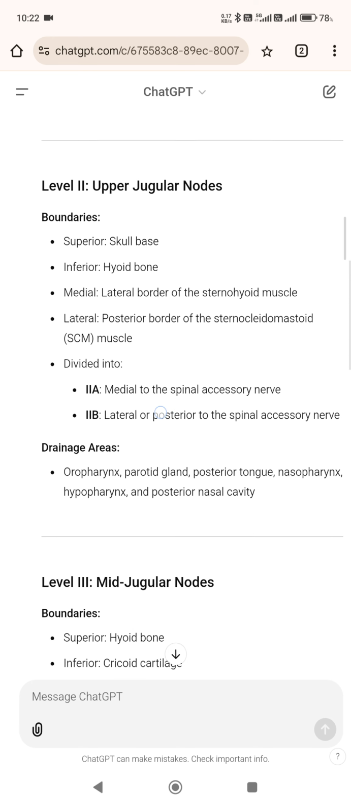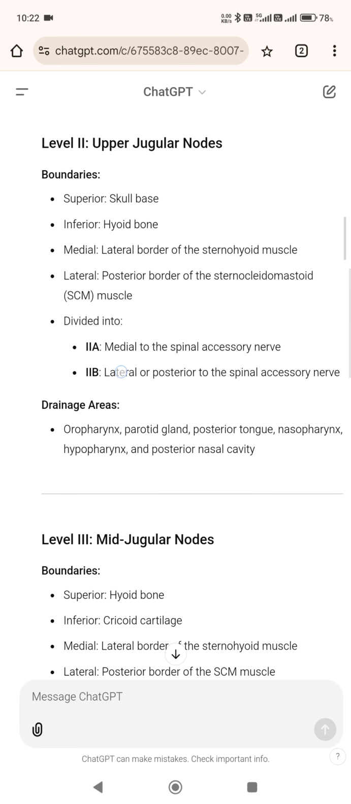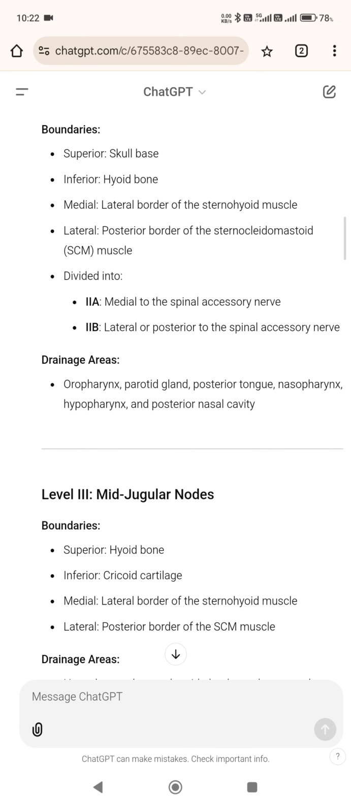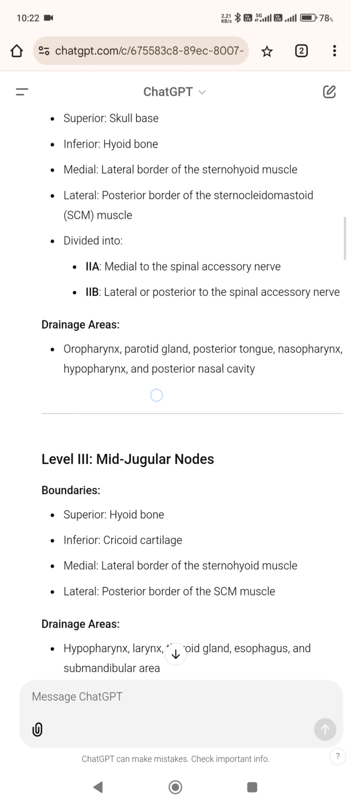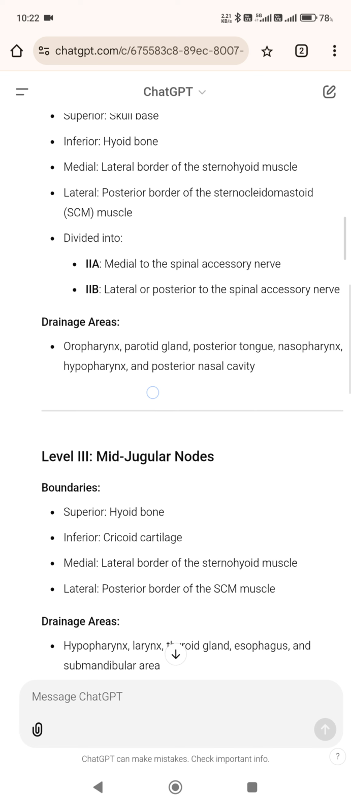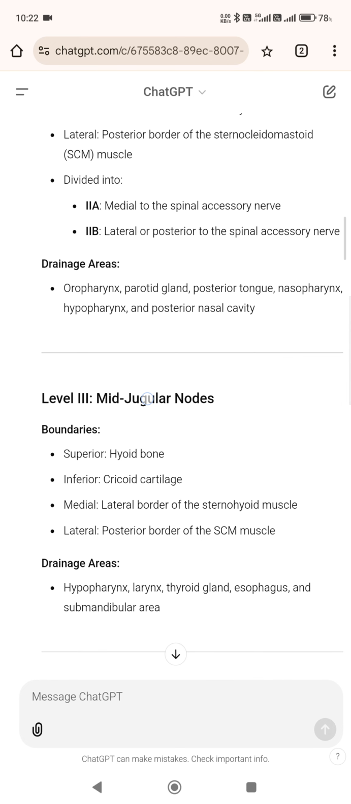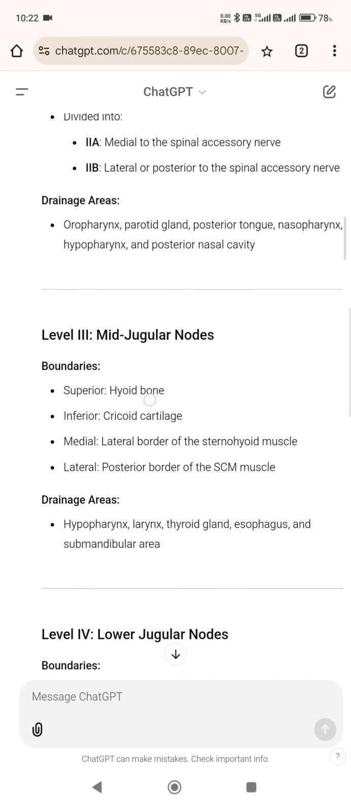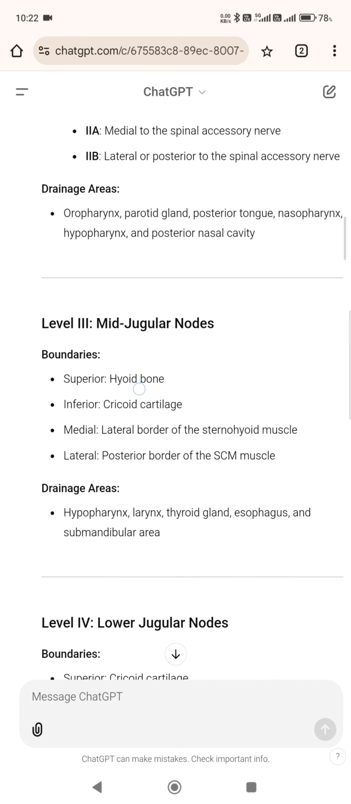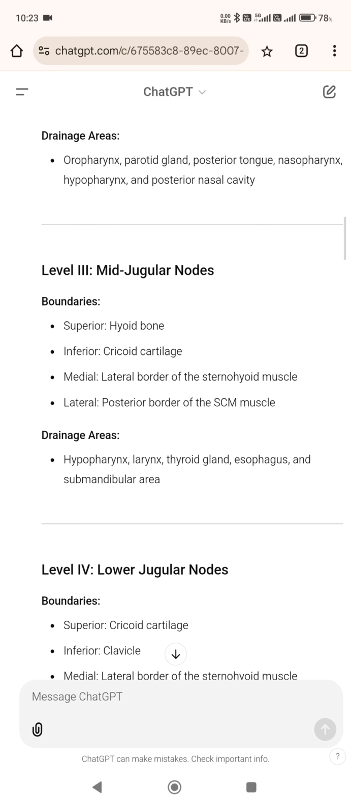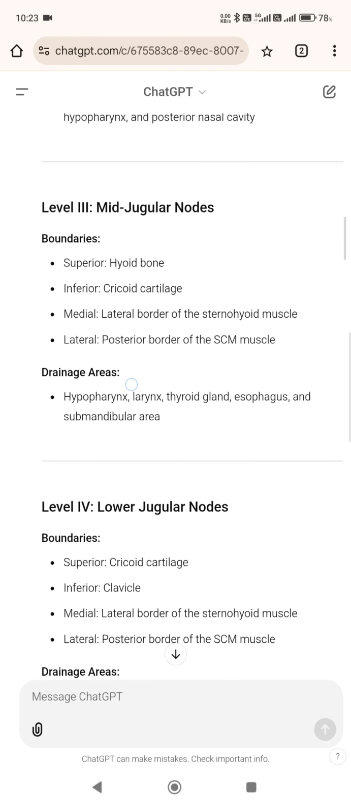Level 2, upper jugular nodes. Boundaries. Superior, skull base; inferior, hyoid bone; medial, lateral border of the sternohyoid muscle; lateral, posterior border of the sternocleidomastoid muscle. Divided into 2A, medial to the spinal accessory nerve, and 2B, lateral or posterior to the spinal accessory nerve. Drainage areas. Oropharynx, parotid gland, posterior tongue, nasopharynx, hypopharynx, and posterior nasal cavity.